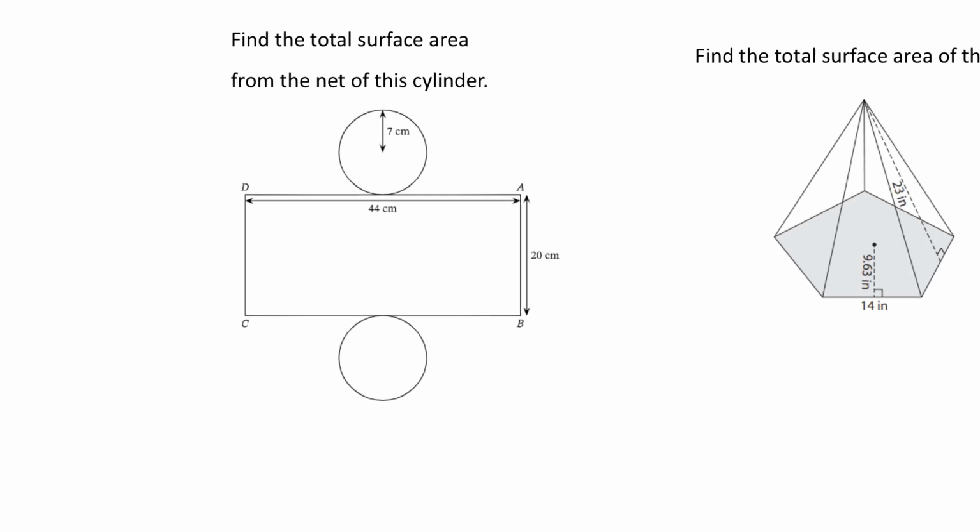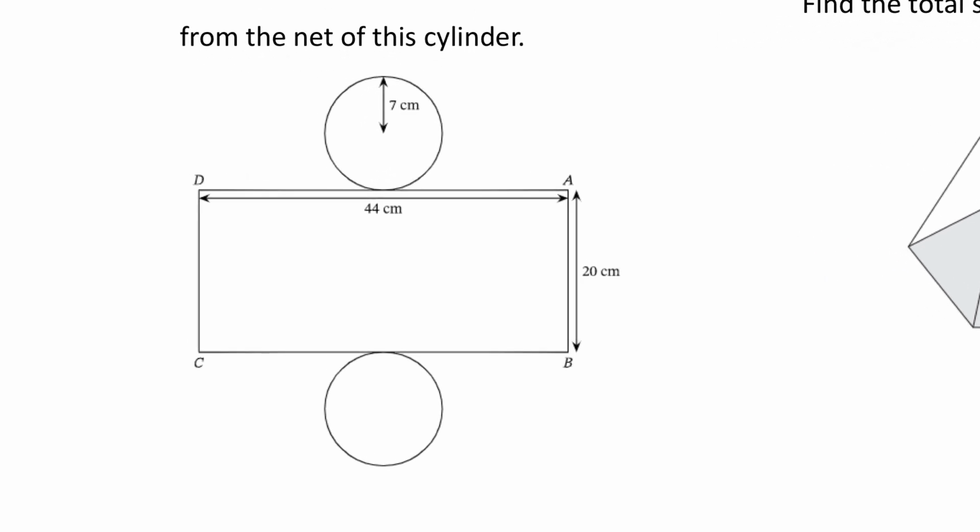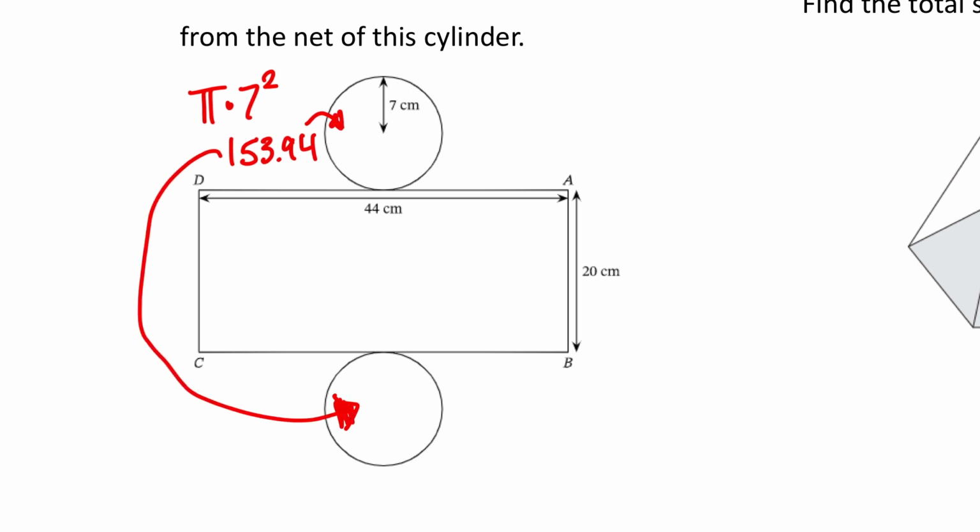On the back, total surface area for this net of a cylinder. So we need to find the area of each piece. We need to find the area of both circles, which are going to be the same. So I'll find one, I'll have both of them, and then find the area of the rectangle. To find the area of this circle, I'm going to do pi times 7 squared. Just typing this in my calculator, pi times 7 squared is 153.94. So that's the area of this circle, and it's the area of this circle. They both have an area of 153.94.